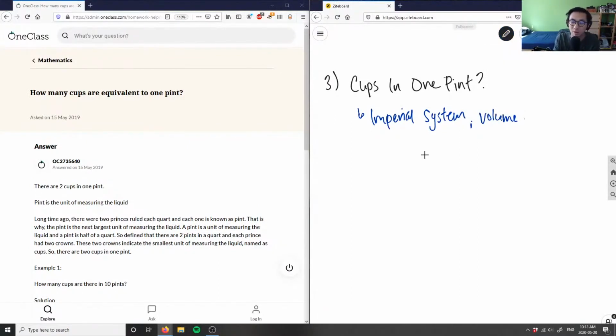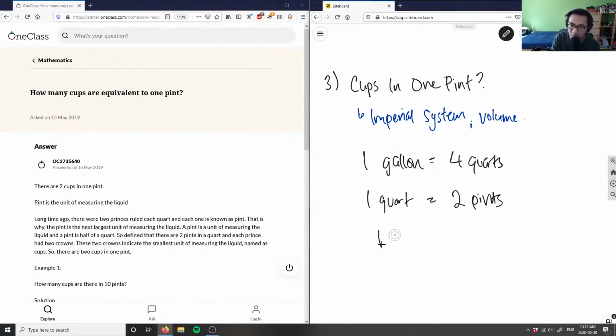So let's write down our conversions for what we don't know, and then what we can do, what we know already, is find some type of relationship between those conversions. So what we have here is 1 gallon. I know it's 4 quarts. 1 quart is 2 pints. And 1 pint here is 2 cups. So as you can see, we can see our relationship between pints and cups here.